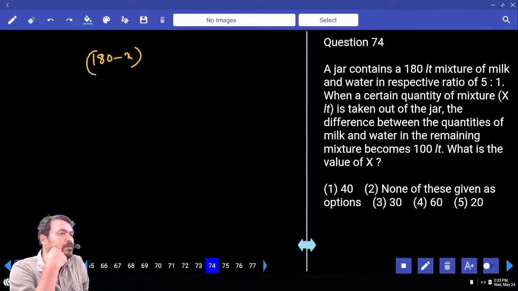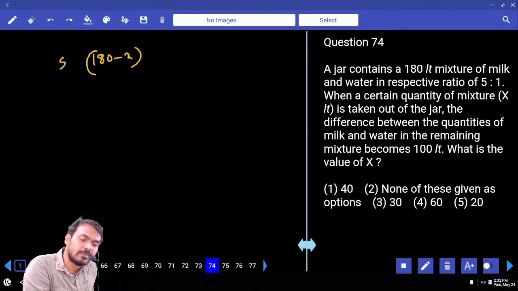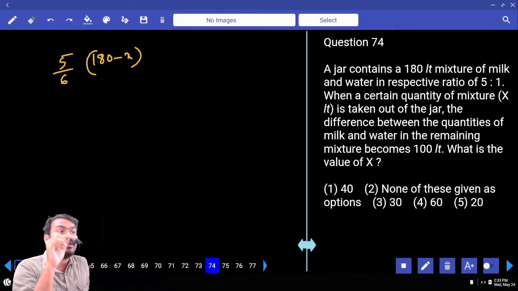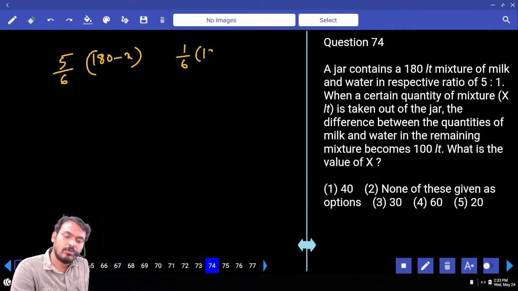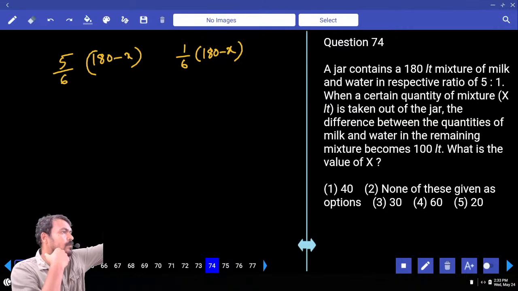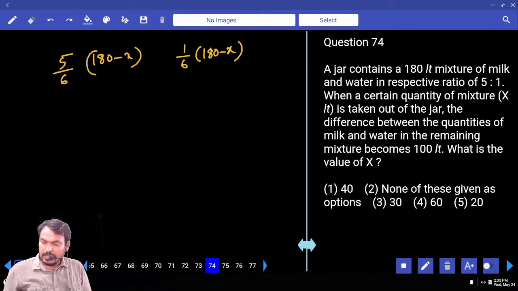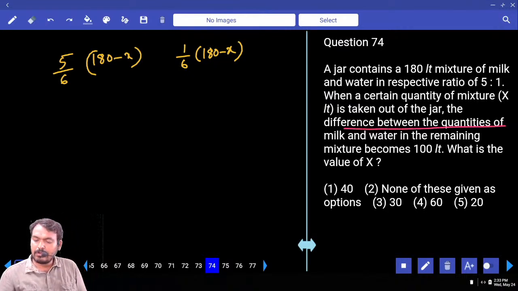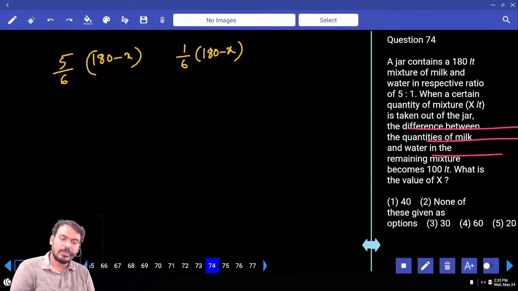Out of 180, X liters are taken out. What is the remaining quantity? 180 minus X. In that also milk is how many parts? 5 parts out of 6 parts. Milk quantity is 5/6 of 180 minus X. What is the water quantity? 1/6 of 180 minus X. Remaining milk, remaining water. What is the condition here? The difference between the quantities of milk and water in the remaining mixture becomes 100. Means these two differ by 100.